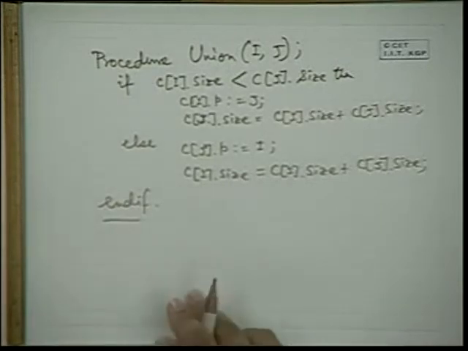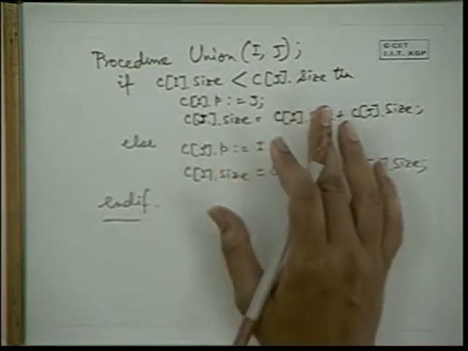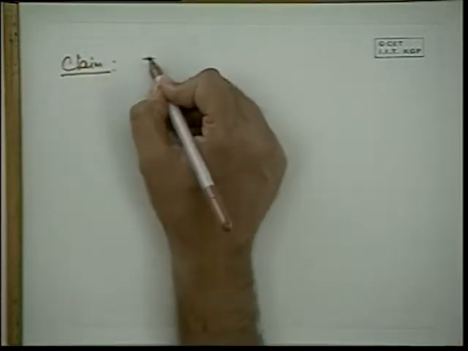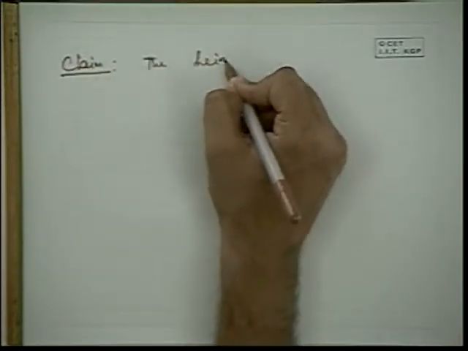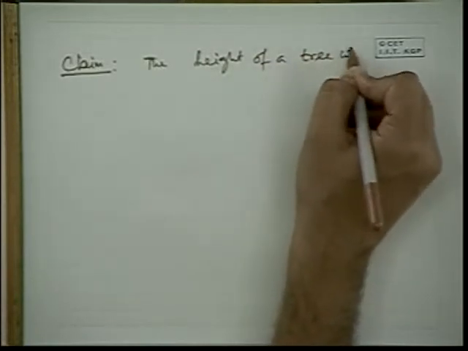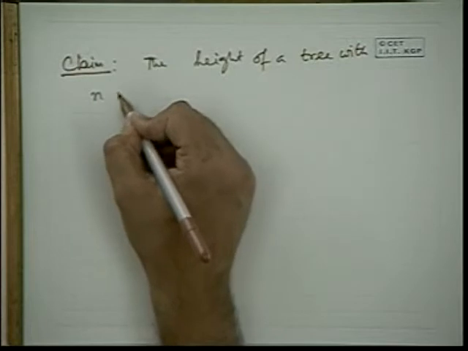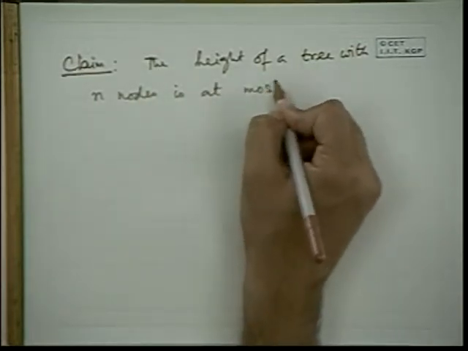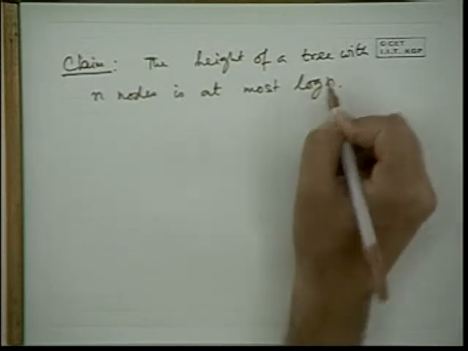Now again the claim is about the height of the tree. If we do this, height of the tree is log n. So what is the proof of this? So claim, here is the claim. The height of a tree with n nodes is at most log of n. Why?